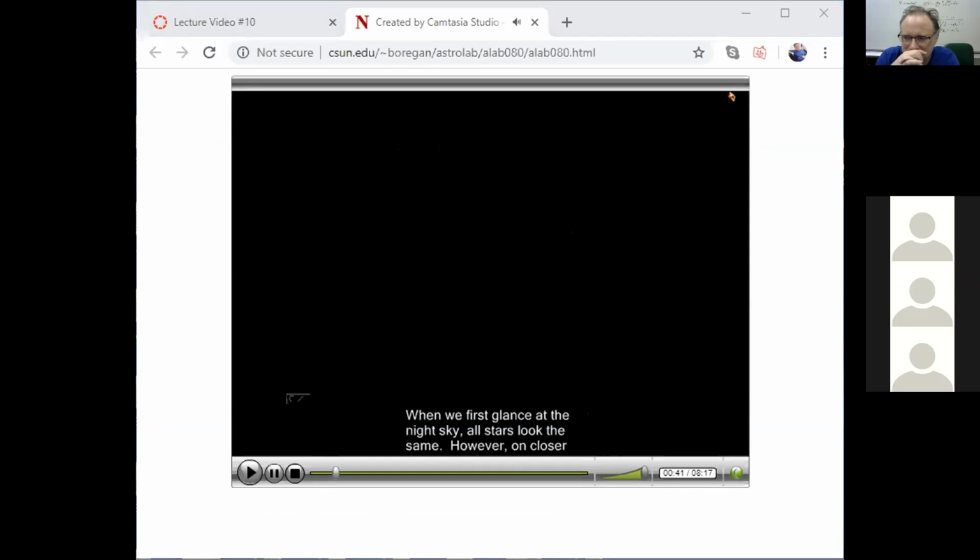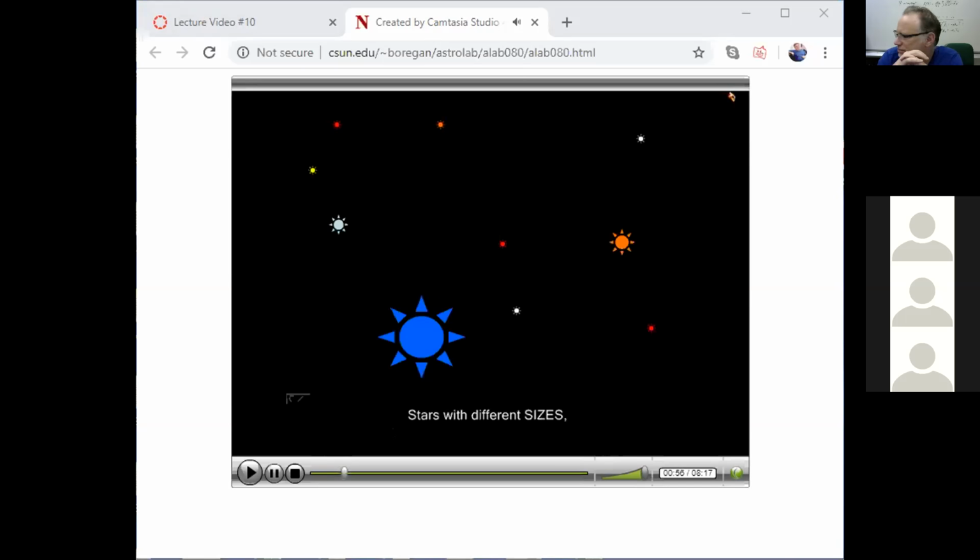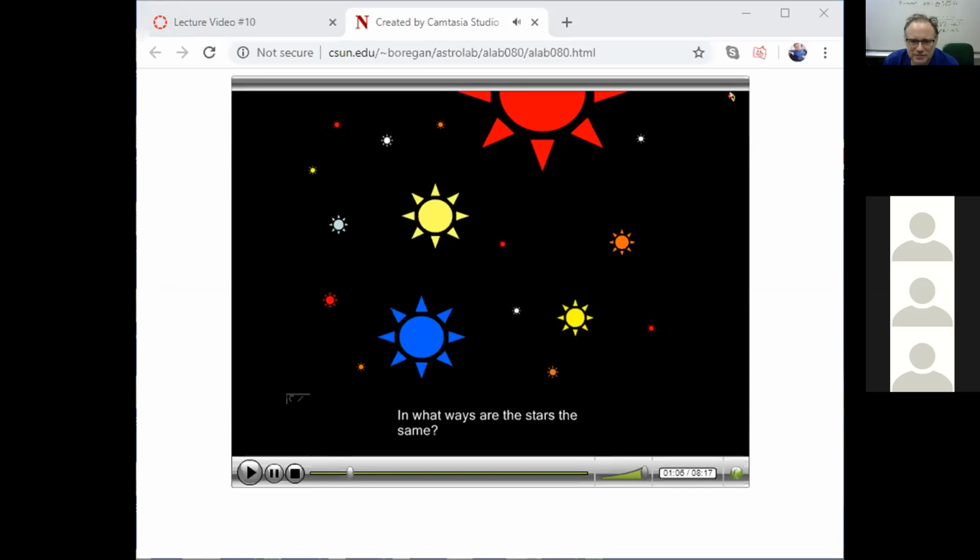When we first glance at the night sky, all stars pretty much look the same. However, on closer inspection, we find that there are a wide variety of stars. Stars with different sizes, different brightnesses, and different temperatures. In what way are the stars the same? In which ways are they different? Let's explore the physical properties of the stars.